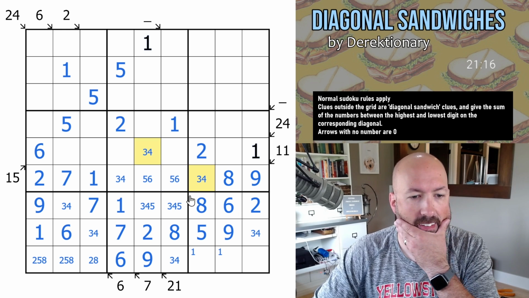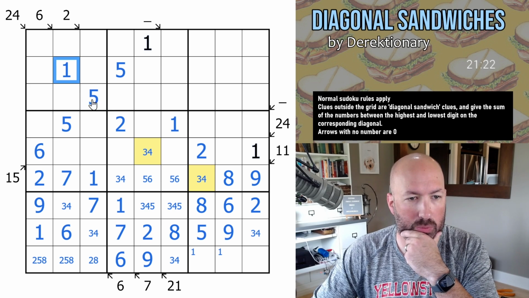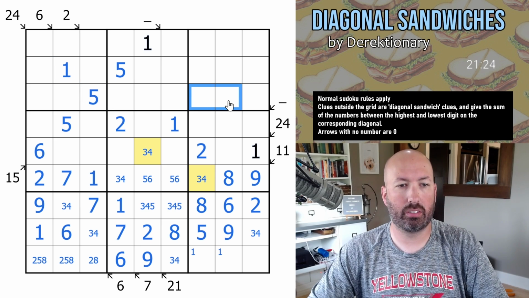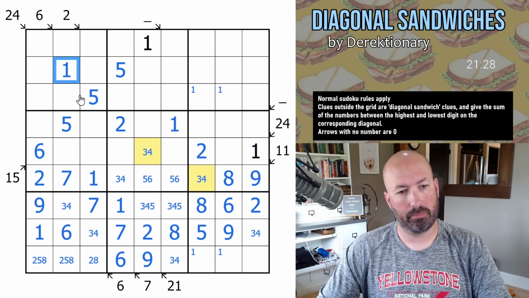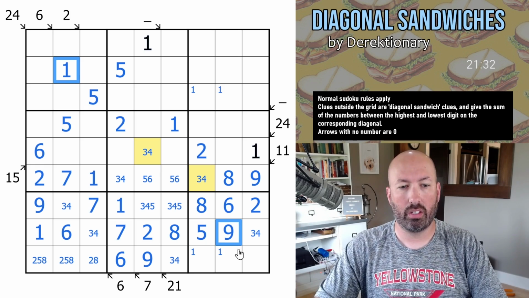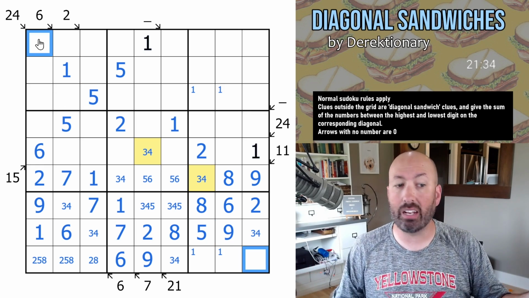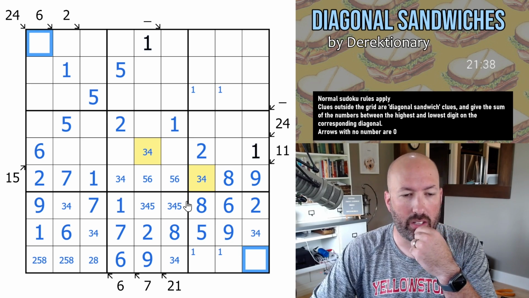Now, what can we do from there? Okay, so we've got the 1 here. It puts a 1 over there in one of those. And now, since the 1 and the 9 are the high and low, these 2 on the outside can be anything except 1 or 9, and the sandwich is still good. So that's not super helpful.